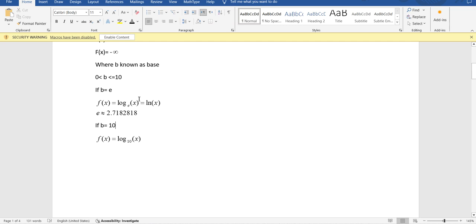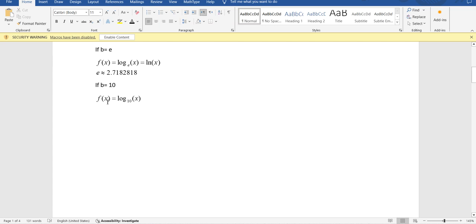So f of x equals log with base e of x, which is equal to ln. This e is known as Euler's number, named after the Swiss scientist who invented the series that gives the number e. I will discuss this in the next lectures.